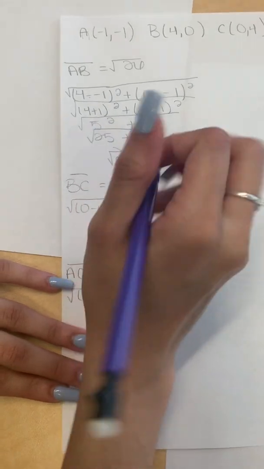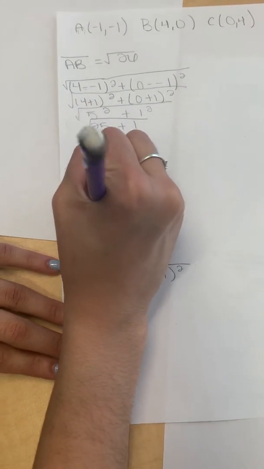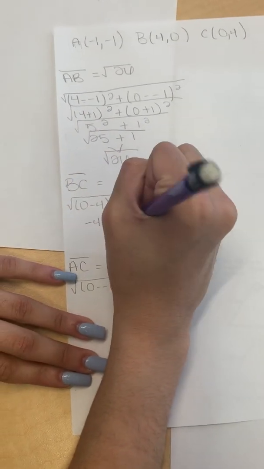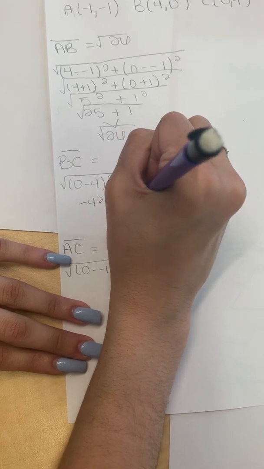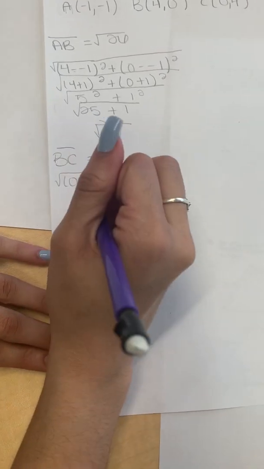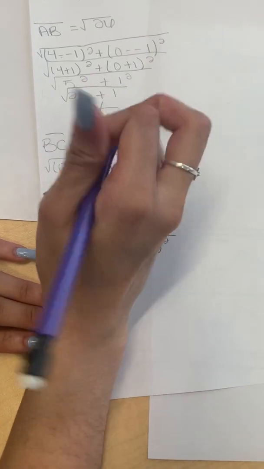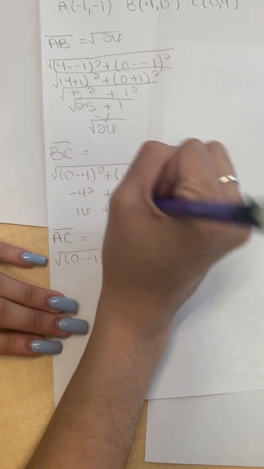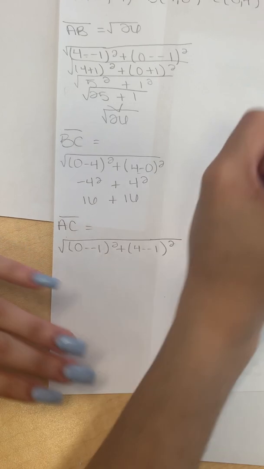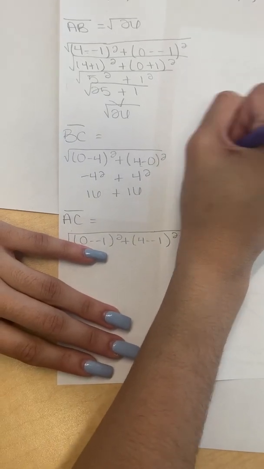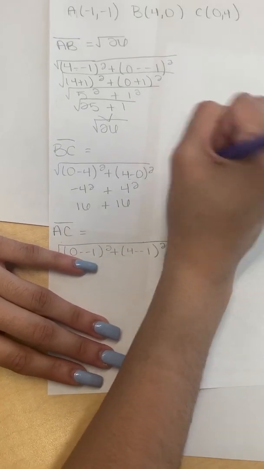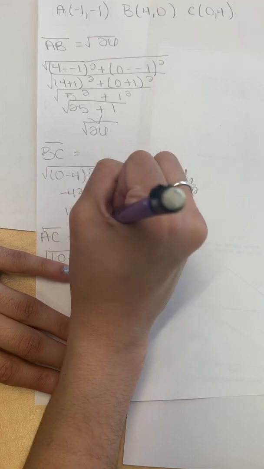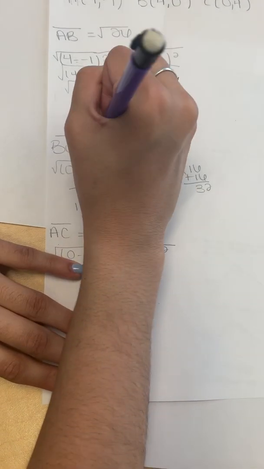BC, this is the formula that I have set up. So 0 minus 4 is -4 squared plus 4 minus 0, which is just 4 squared. A negative times a negative gives you a positive. So -4 times -4 is 16 plus 4 times 4, which is 16, which gives you 32. So this is radical 32.